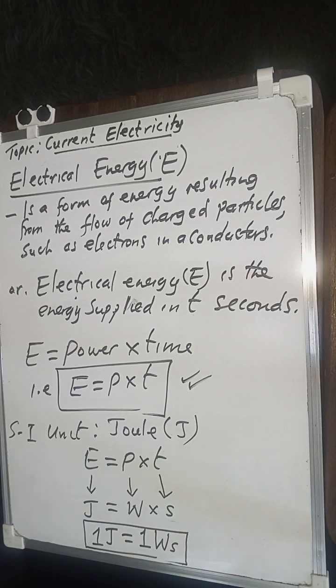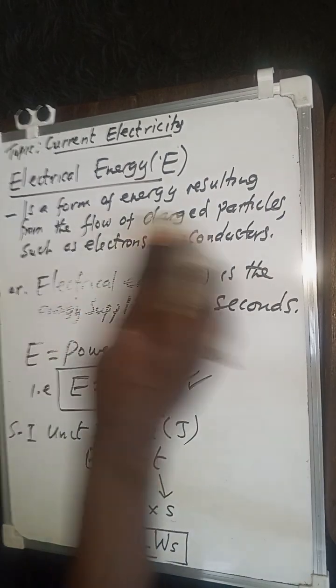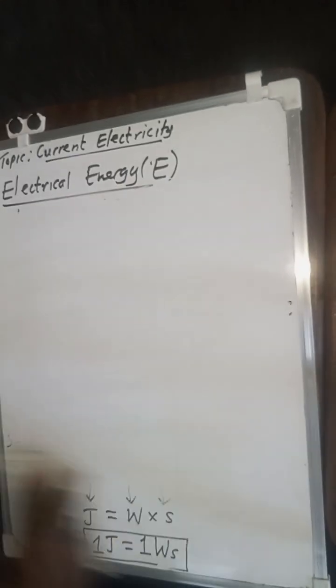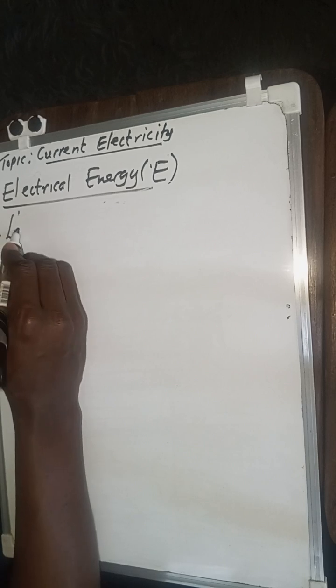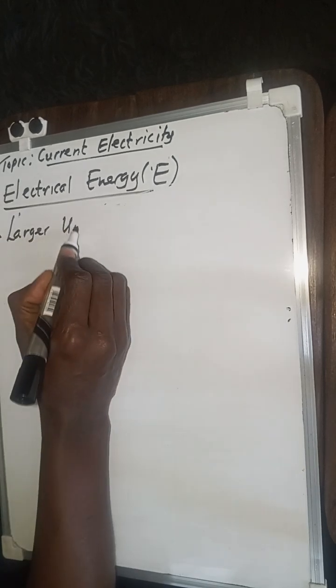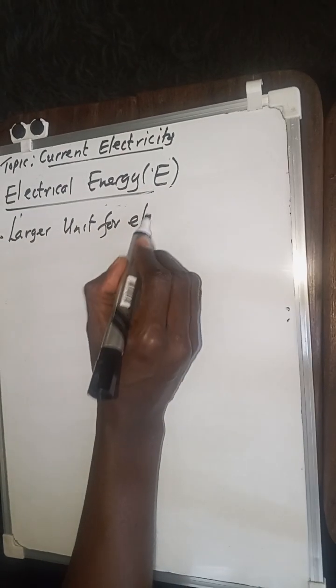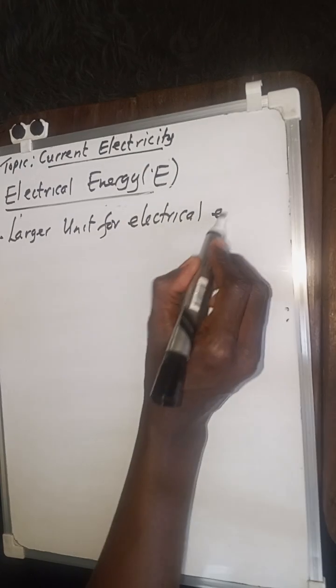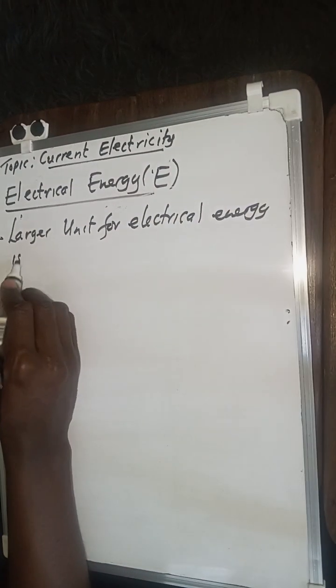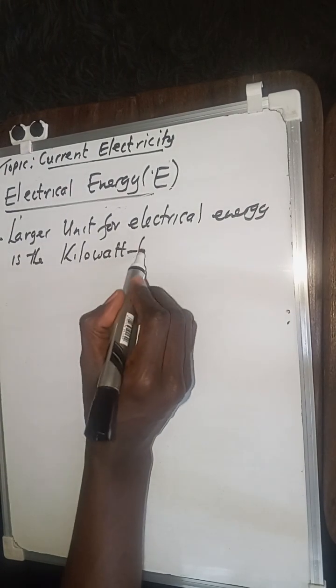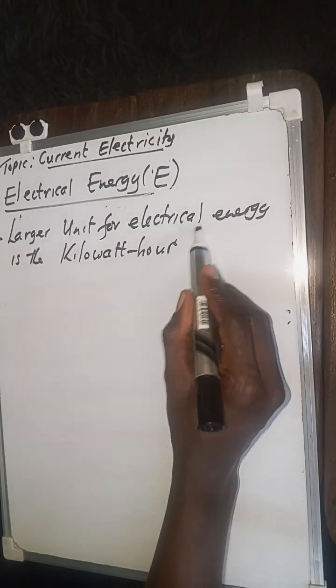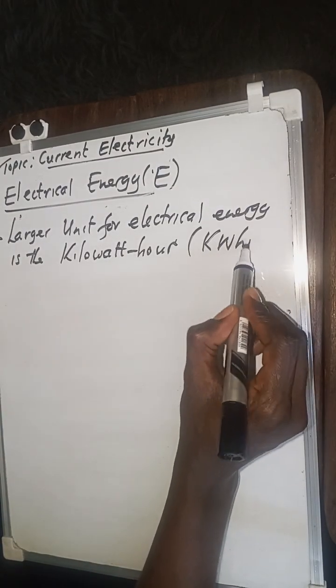So very important. Okay, let's get it back and give you the larger unit for electrical energy. What is the larger unit for electrical energy? Well, the larger unit for electrical energy is the kilowatt hour. So we use the kilowatt hour. So we can use kW an hour.